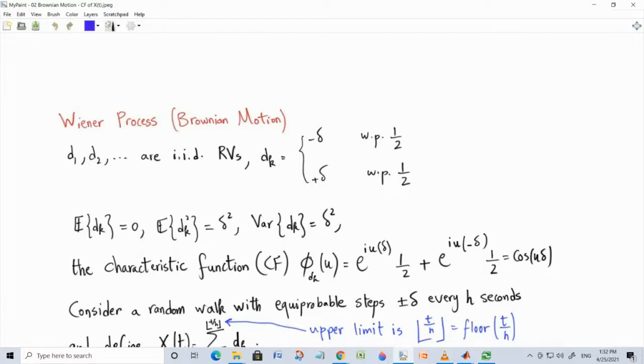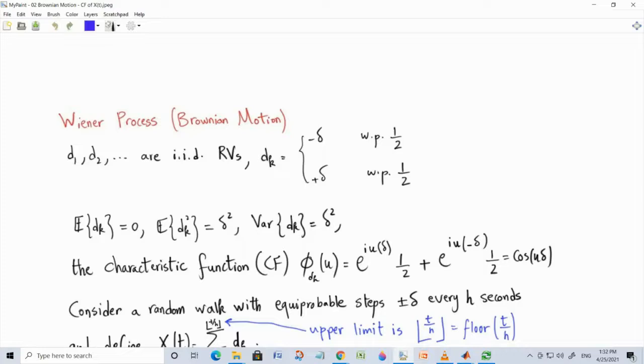The step is not necessarily plus or minus 1, and also the step in time is not just 1 second or 1 unit of time. In fact, what we will try to do now is to make the steps general and then take the limit as the steps in time and in space go to 0. Okay, so what is the story?